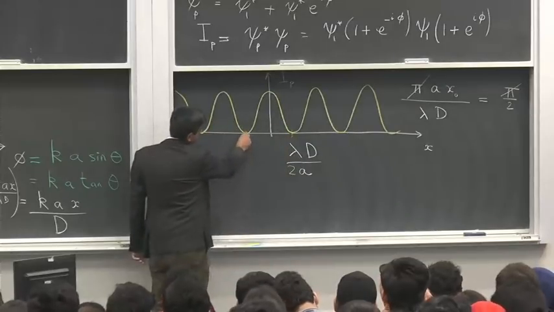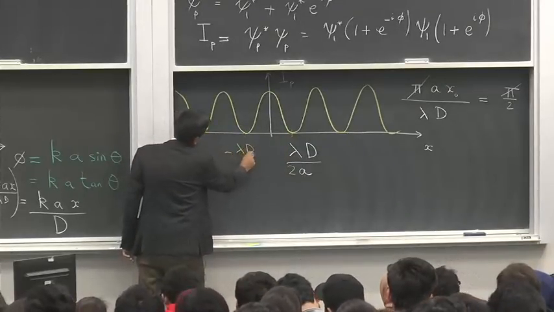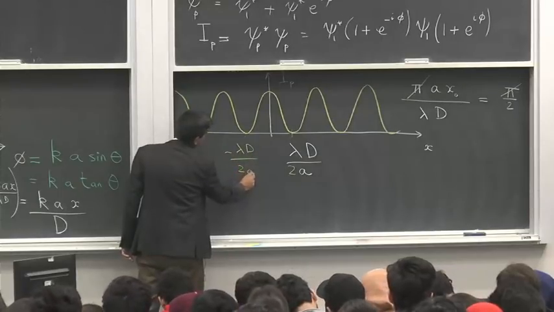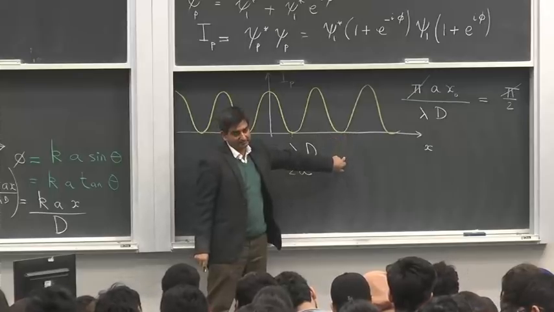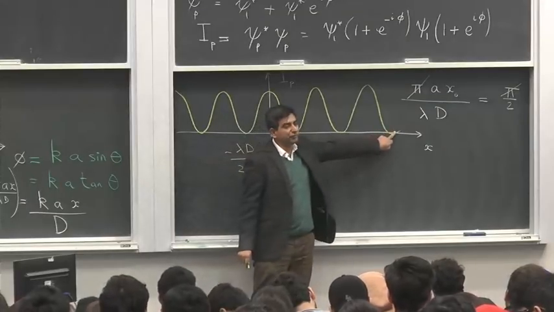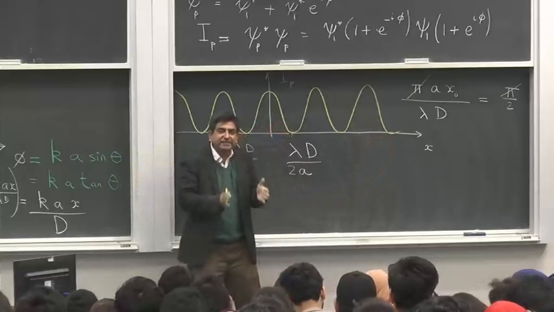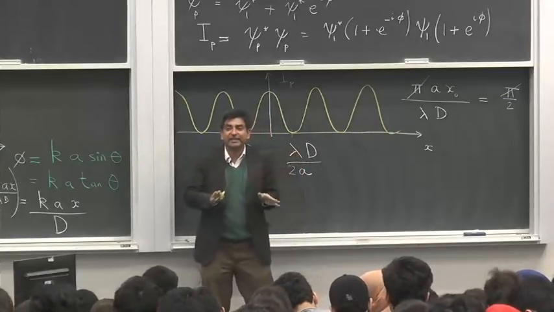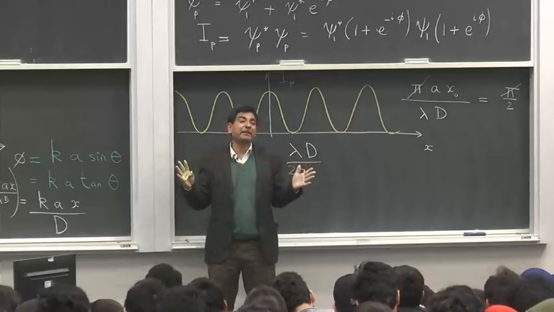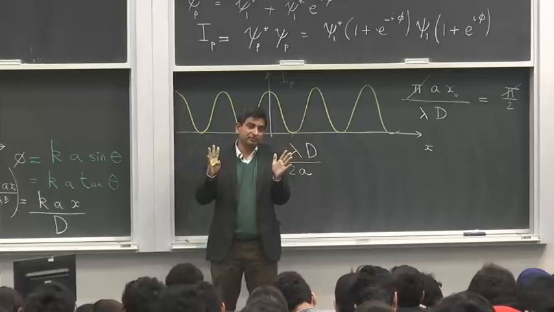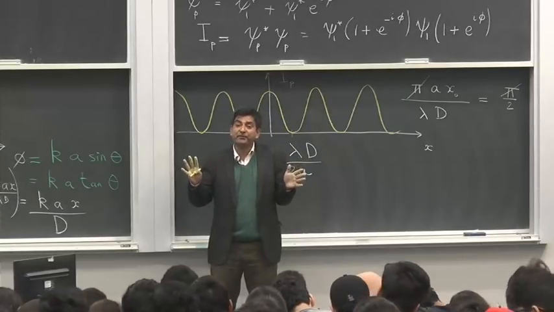What's this point? Minus lambda D over 2a. This point is going to be lambda D over a. Then 3 over 2 into lambda D over a, and so on. So at these particular points along the screen, I get a minimum in intensity. And if I have an ideal scenario, I will get 0 intensity. It's never going to happen, by the way. These fringes are never perfect.